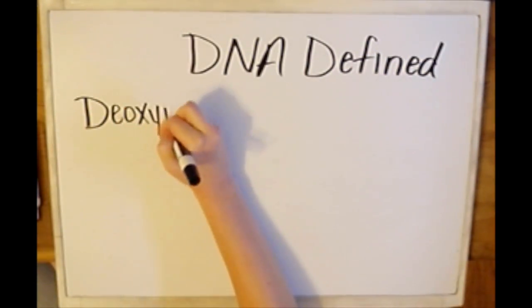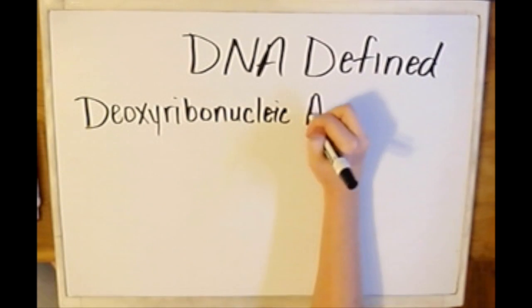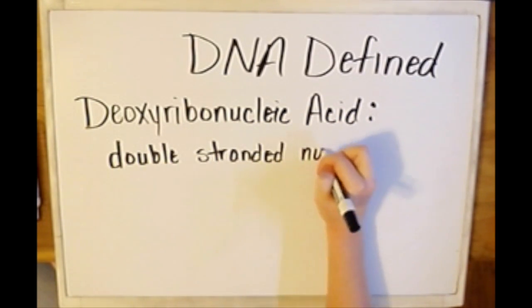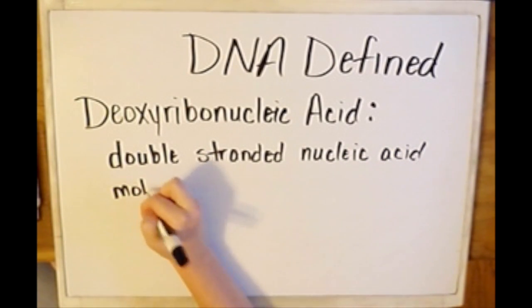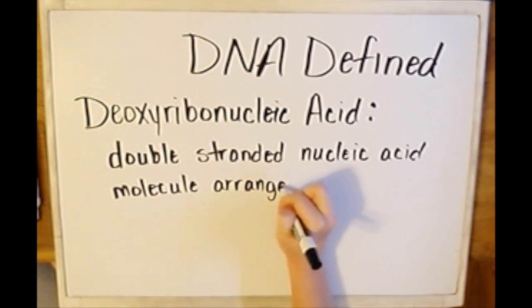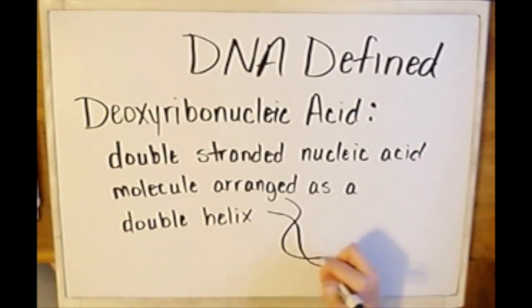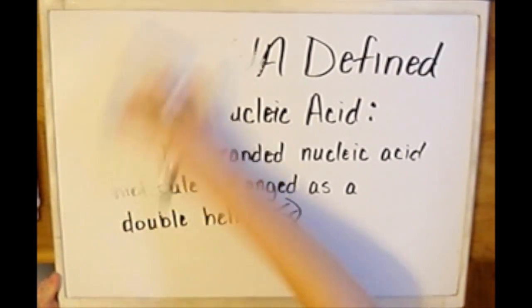DNA defined. DNA stands for deoxyribonucleic acid. It is a double-stranded nucleic acid molecule arranged as a double helix. A double helix looks like a twisted ladder. If you made your origami, that's the shape you were making.